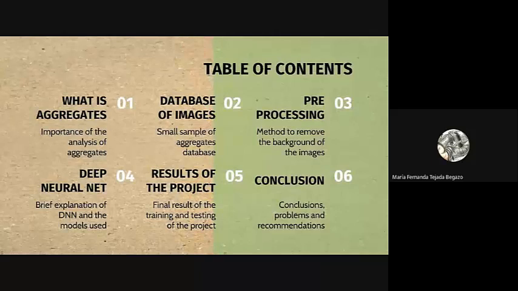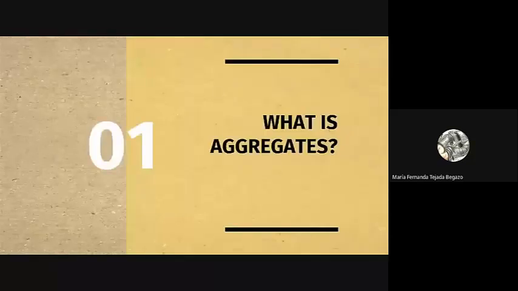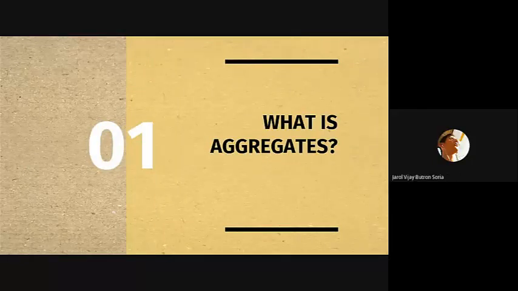The table of contents of this presentation is: what are aggregates, database of images, pre-processing, first deep neural network, the result of the project, and the conclusions. And now, Harold will explain the first topic. What are aggregates?